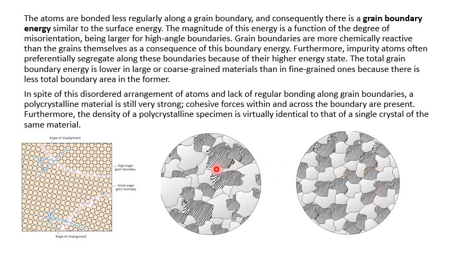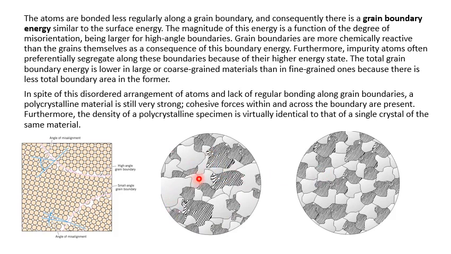Again, the grain boundary energy for a material with coarse or large grains is lower than the grain boundary energy for any material with smaller or fine grains, because the grain boundary surface area for a material with smaller grains is higher than that for the material with large grains.